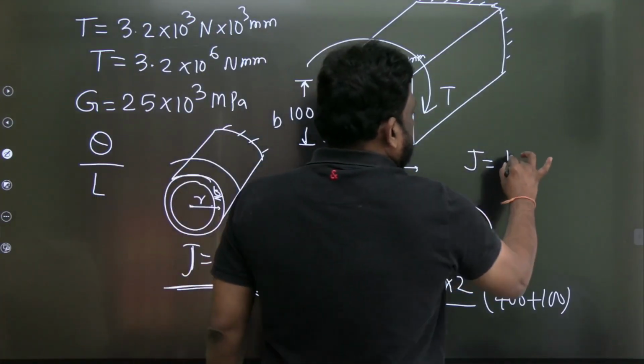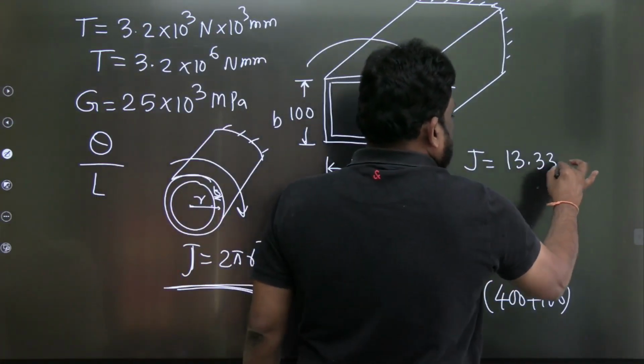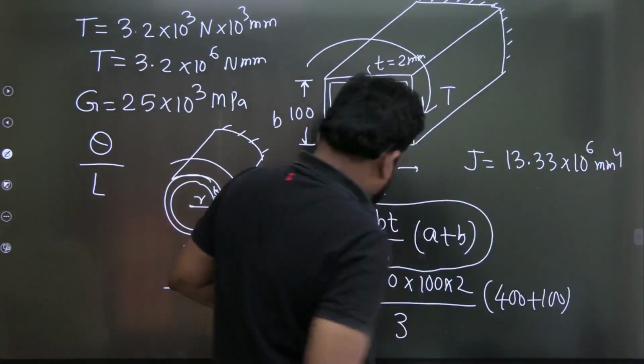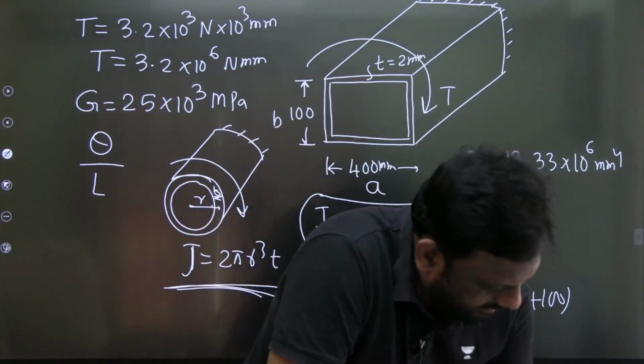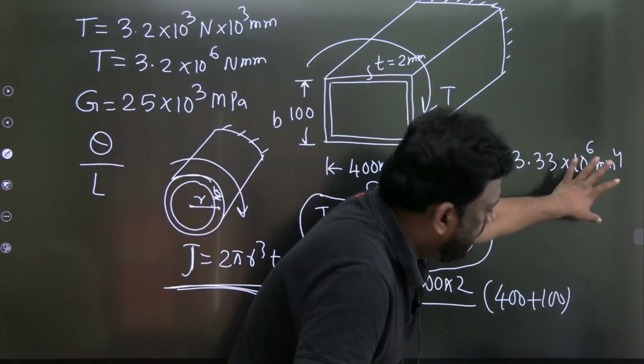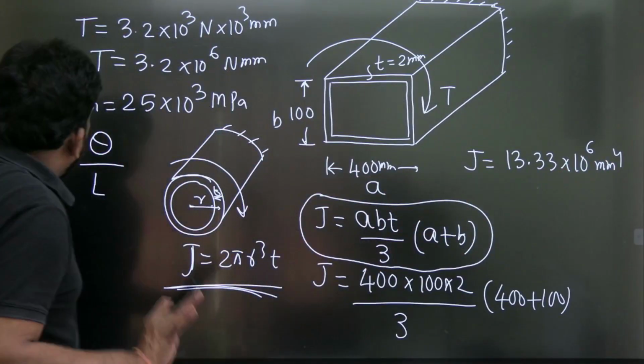And if I calculate, you are getting this as 13.33 into 10 power 6 mm power 4. So I have calculated this value. I think it is ready. Yes, exactly, so many millimeter power 4 is the polar moment of inertia. Now what is he asking?